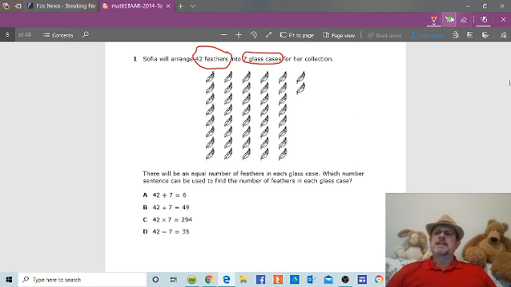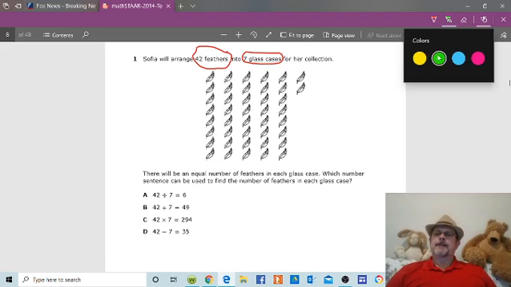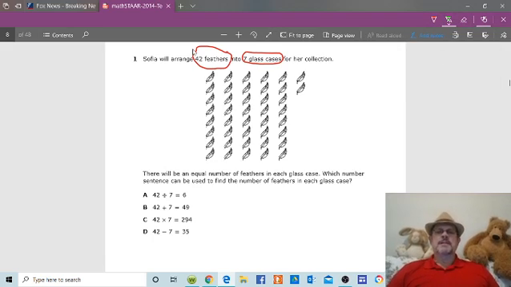Okay, so let's go back and highlight some things. Let's see, some important words. We've got Sophia will arrange 42 feathers into 7 glass cases. Well, this just looks like a bunch of feathers. Has anybody counted them to see if that equals 42 feathers? Let's keep going. There will be an equal number of. We see the word each. Let's see, what else do we know? Sentence can be used to find the number of feathers in, there's each again, in each glass.